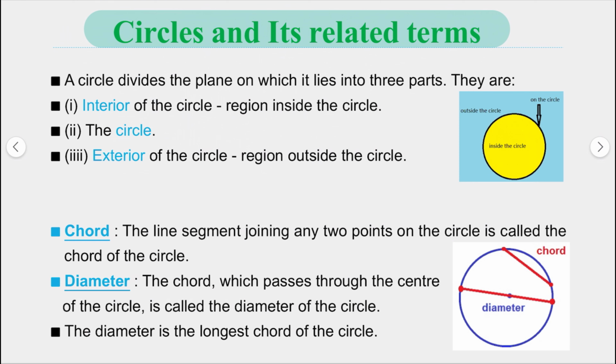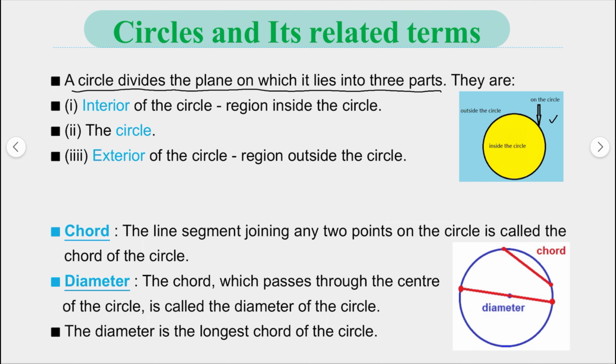In this first we have the circle and its related terms. First one is: a circle divides the plane on which it lies into three parts. Suppose we have a plane, and on that plane if we draw a circle, that circle will divide the plane into three parts. As you can see in this figure, consider this blue region to be a plane. On that plane we have drawn a circle. So this circle is dividing the plane into three parts.